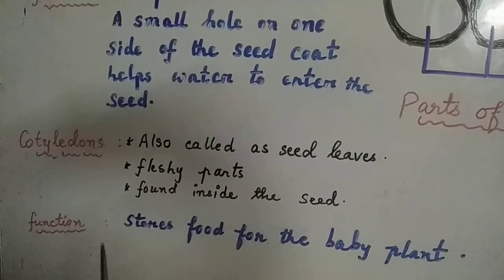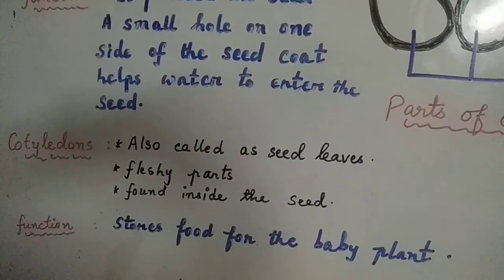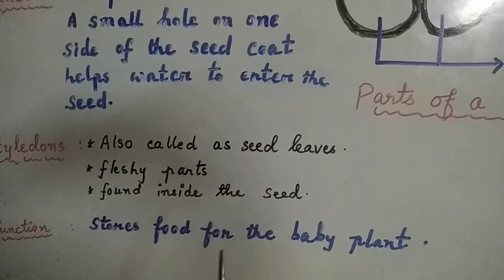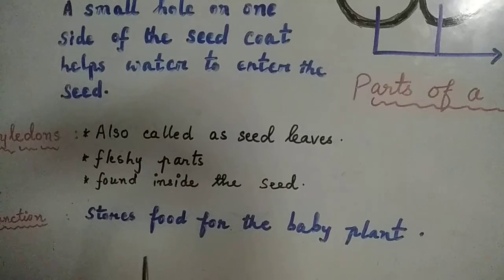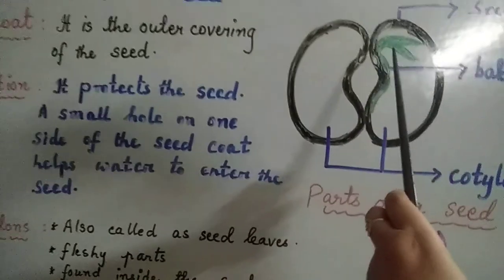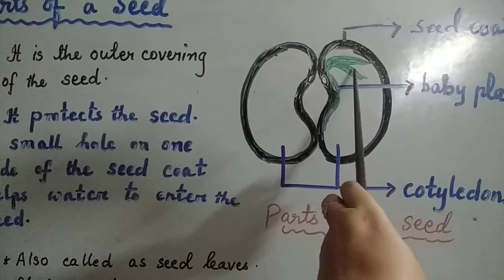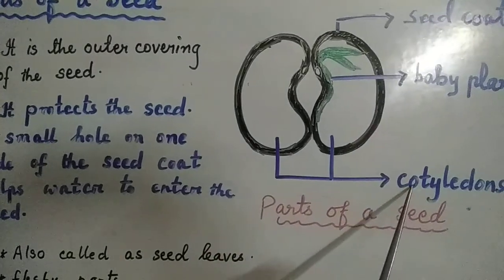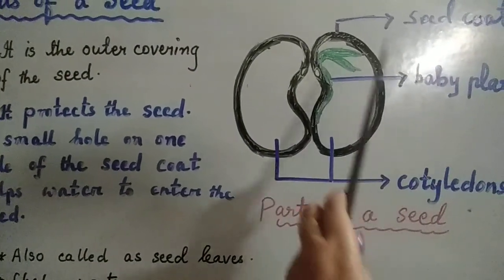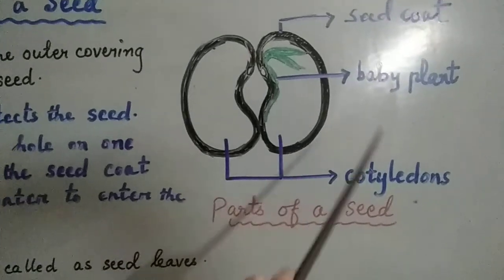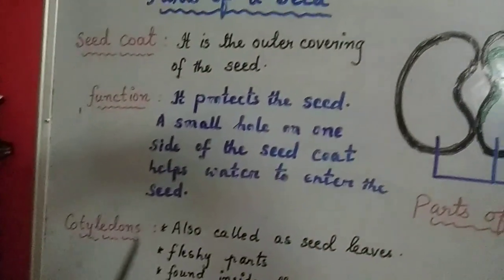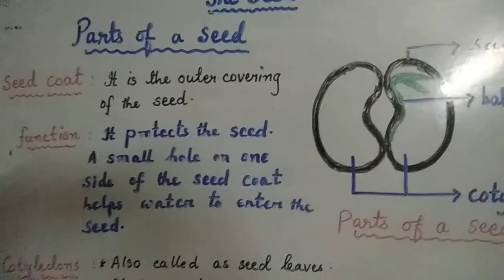What is its function? The cotyledons store food for the baby plant. It stores food for this baby plant that is inside the seed. So these are the parts of the seed.